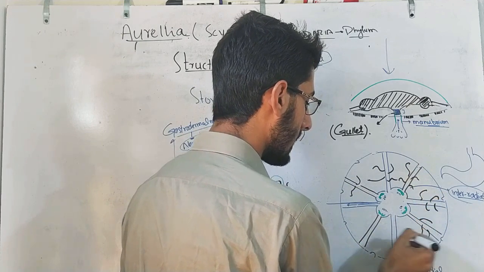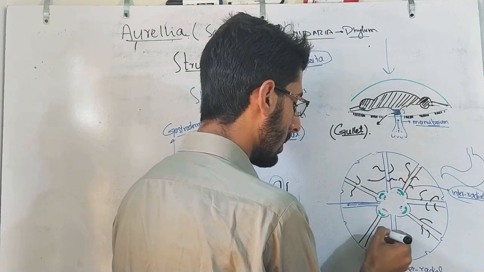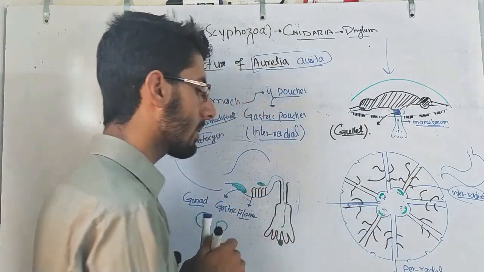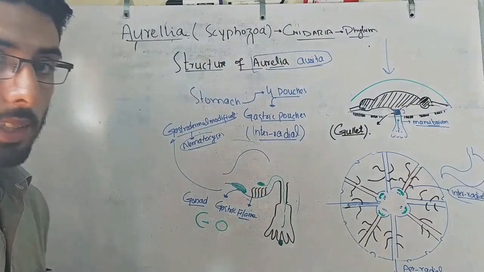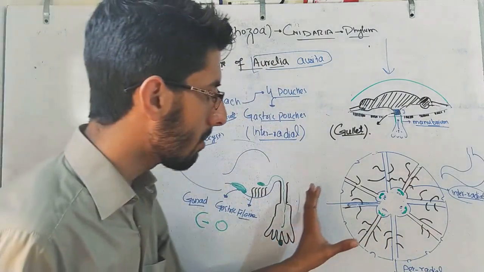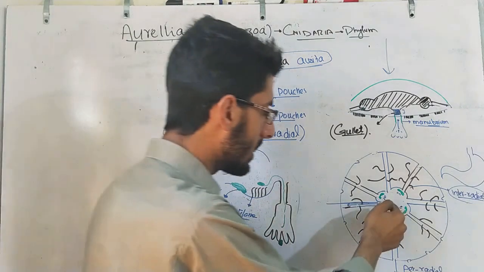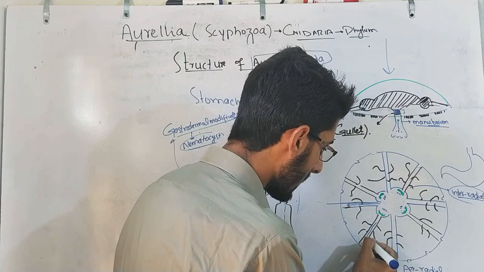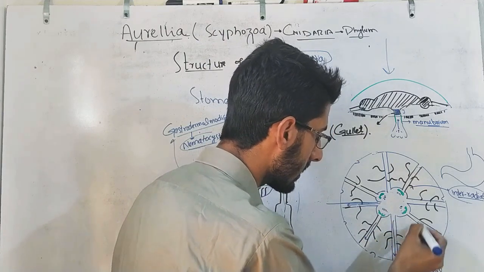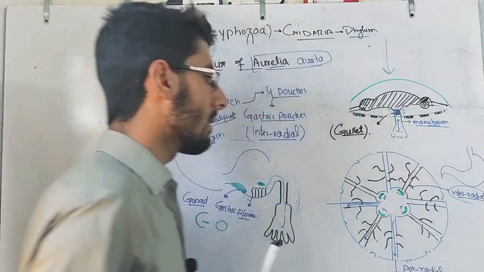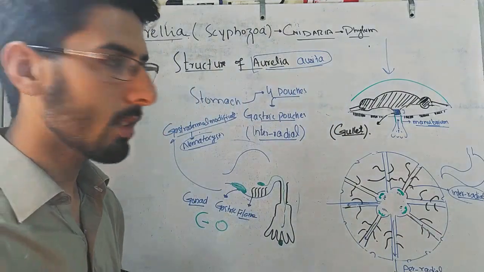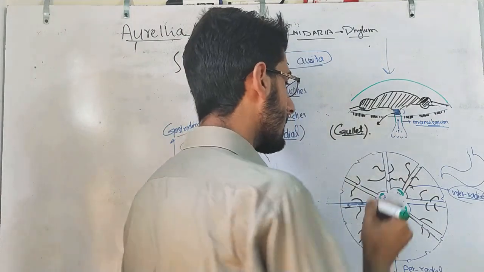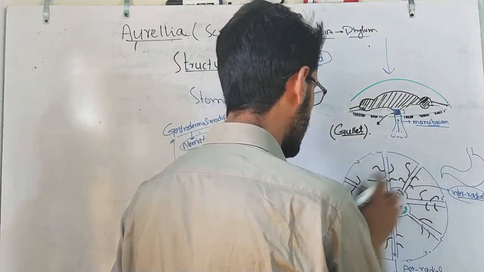So if you remember, in the case of Hydromedusa, there were only four canals and they were unbranched. But here in the case of class Scyphozoa, there are 8 canals, and these 8 canals are further much branched. These canals lead from the mouth to the margins. Their position will be like this, and all these 8 canals will open into another canal.